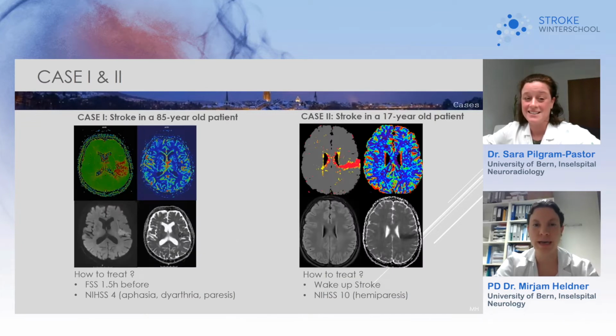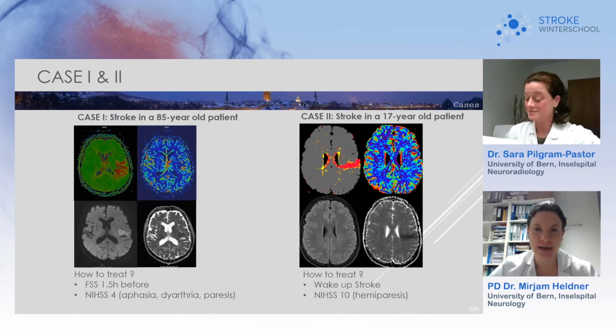So now we would like to present 4 cases to start with. Also, we show their MR perfusion and diffusion images and their clinical aspects. The first case was an 83-year-old patient, which was first seen sick 1.5 hours before admission. It showed NIHSS score of 4 on admission with aphasia, dysarthria, and paresis.